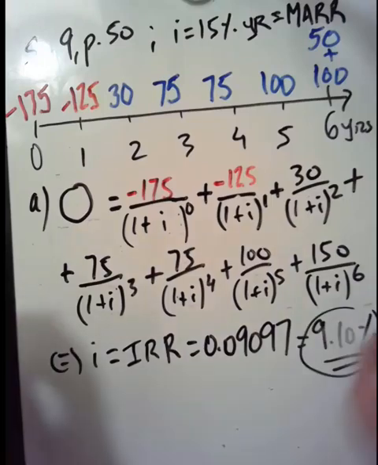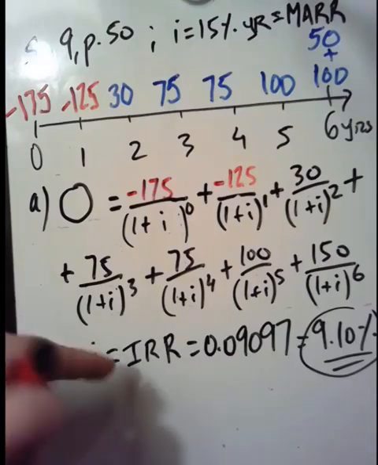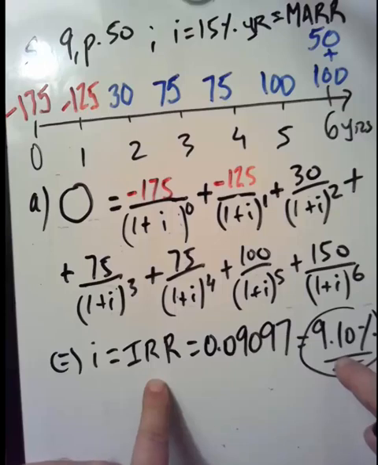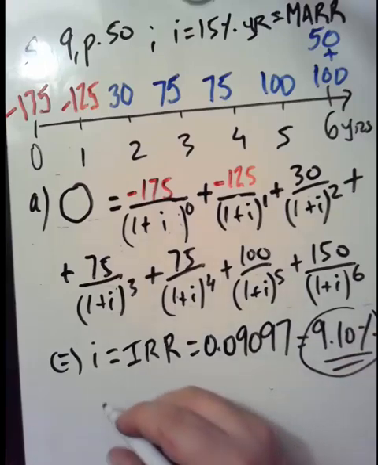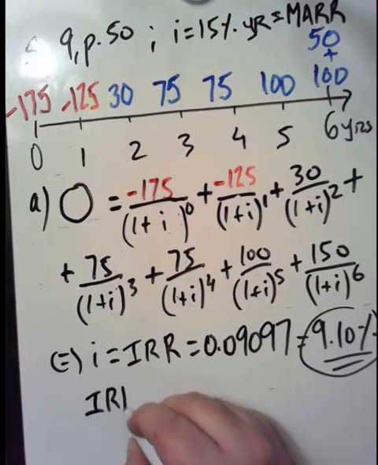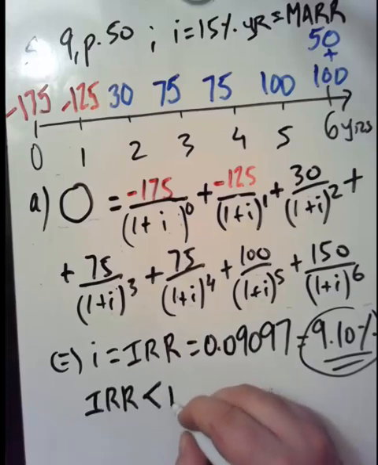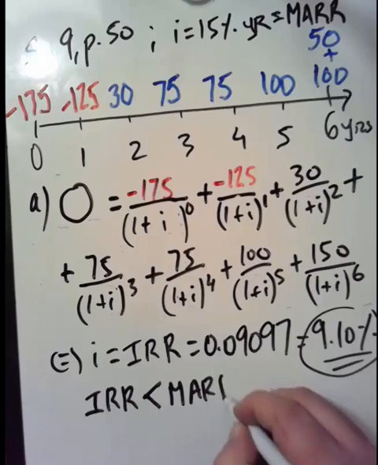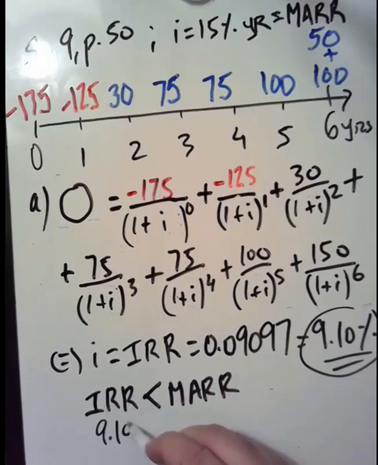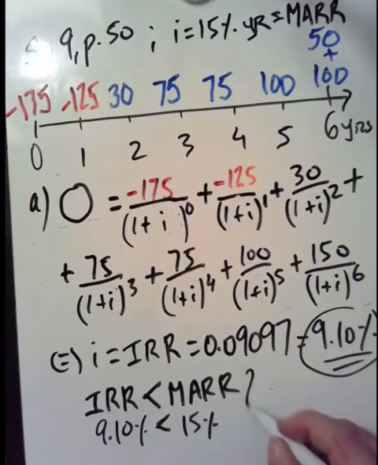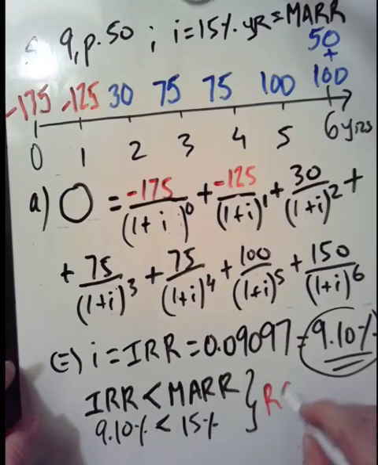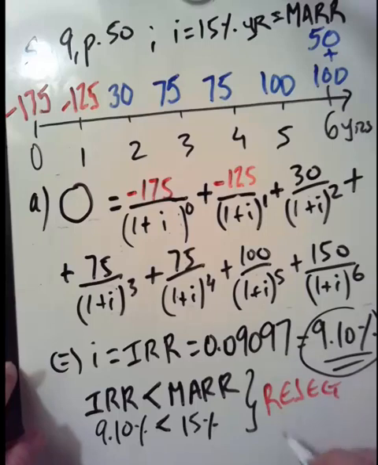And is it a good project or not? No, it's not a good project. To be a good project, this rate would have to be greater than 15%. And it's not. The internal rate of return here is smaller than the minimum acceptable rate of return. The 9.10% is smaller than the minimum that we want. Therefore, reject the project.